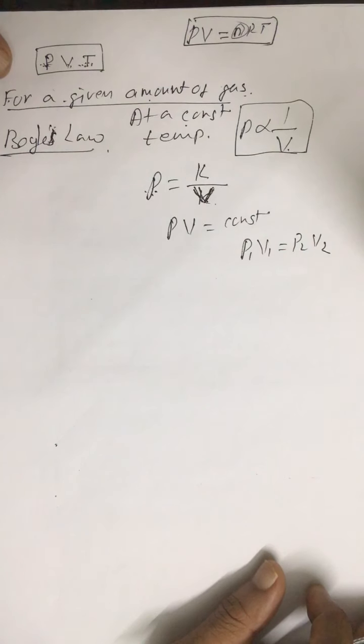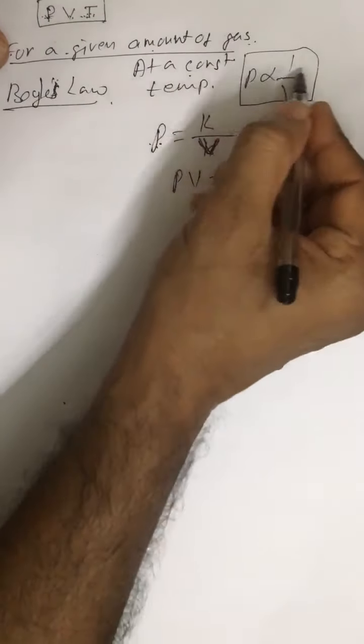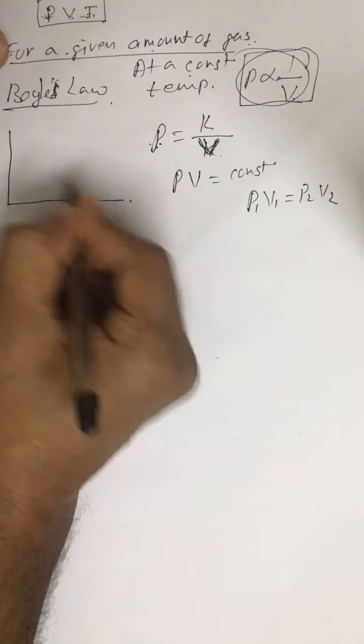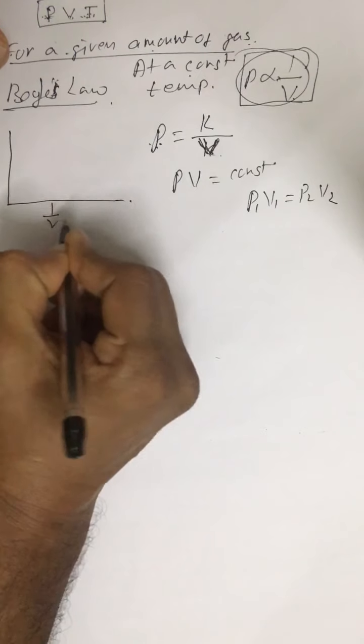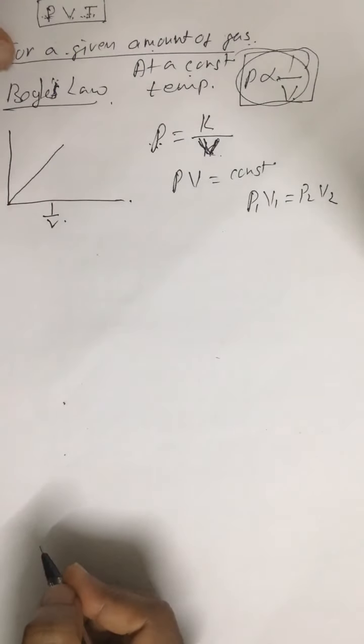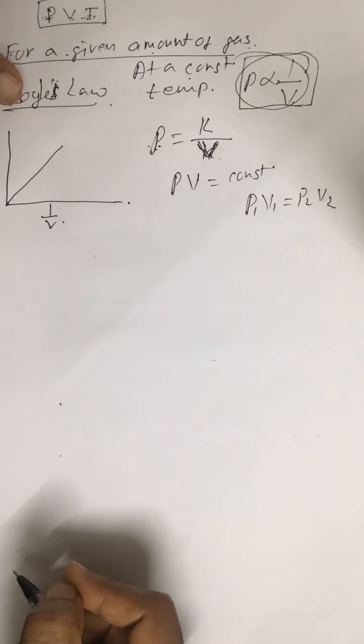And now look at the graph. You should be very careful about these graphs. So first let us discuss this graph. If you want to draw a graph between P and 1 by V, you get a straight line with positive slope, without intercept.